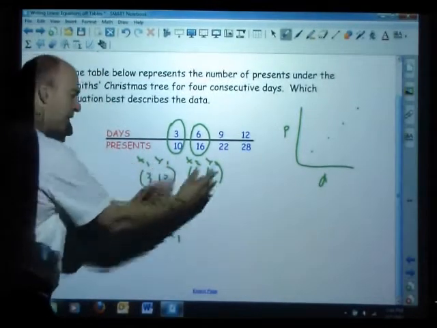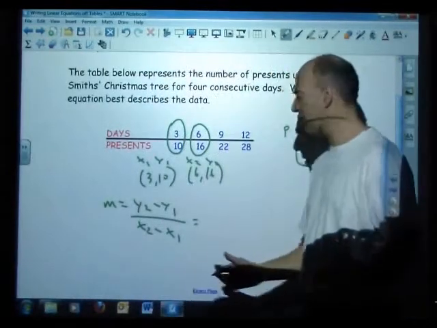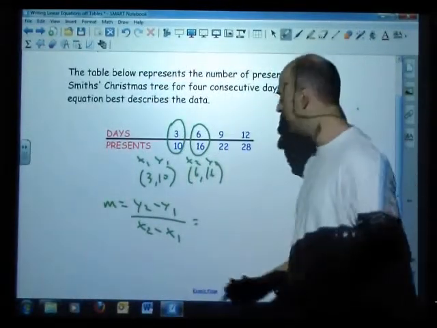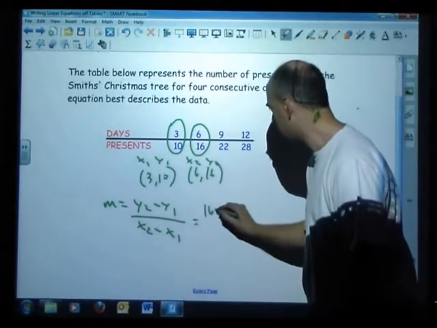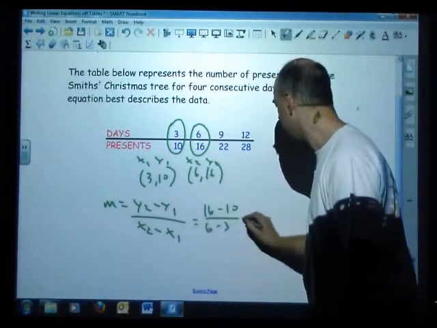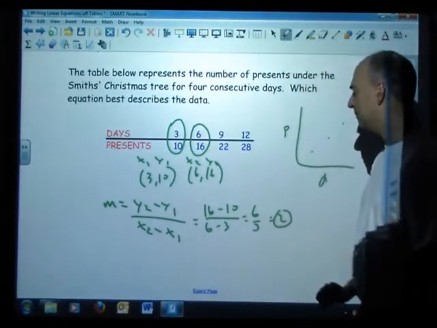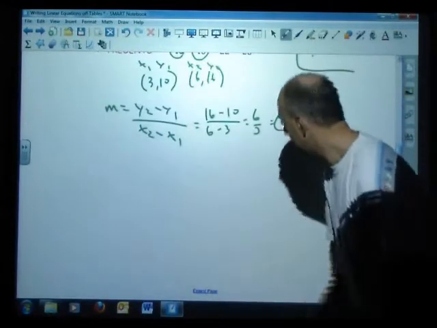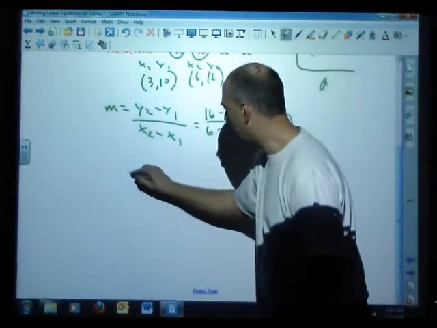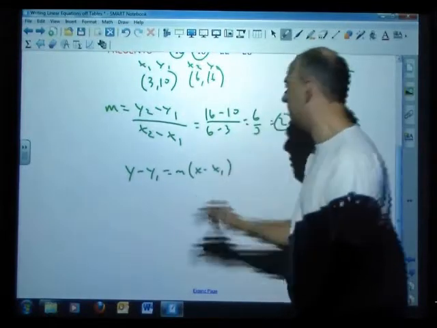x1, y1, x2, y2. We're looking for the change in the variables. That's what slope means, the amount of change in the variables. So 16 minus 10 over 6 minus 3. So I'm getting 6 over 3, which is a slope of 2. Okay? If I use my point slope model, I would go y minus y1 is m times x minus x1.